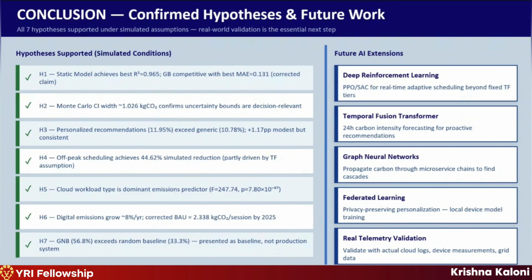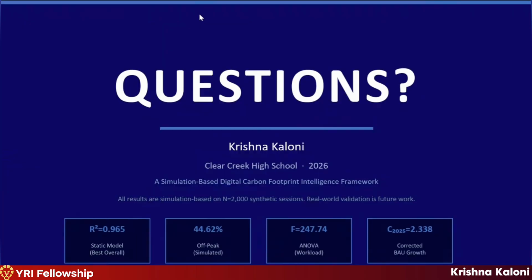Longer-term extensions can include temporal fusion transformers for 24-hour carbon forecasting, graph neural networks to propagate carbon through microservice chains, and federated learning for privacy-preserving personalization. Thank you. The core contribution of DCFF is a transparent simulation-based pipeline that integrates estimation, uncertainty quantification, personalization, and scheduling into a single framework with an honest acknowledgement of its current limitations and a clear path toward real-world validation.